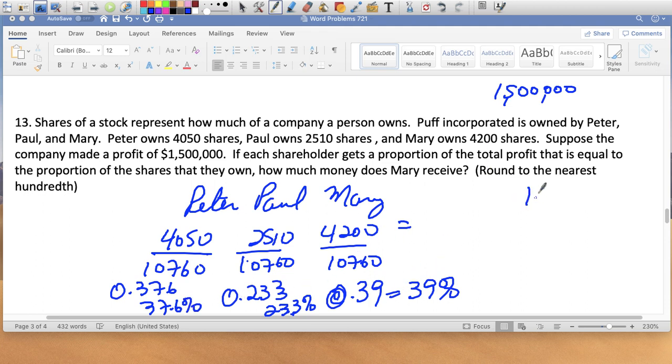So I'm going to take that $1.5 million and multiply it by 0.39, and that's going to tell me how much money Mary's going to walk away with. $585,000. That's her share of the profits. Okay, and that's that.